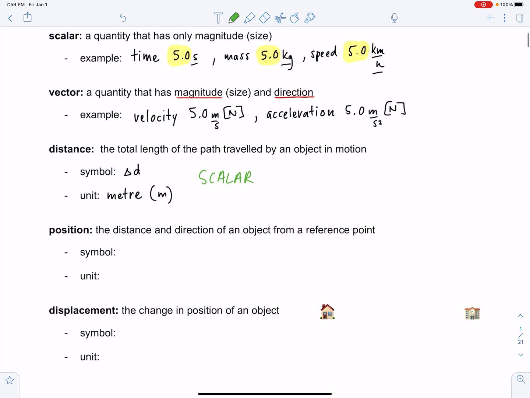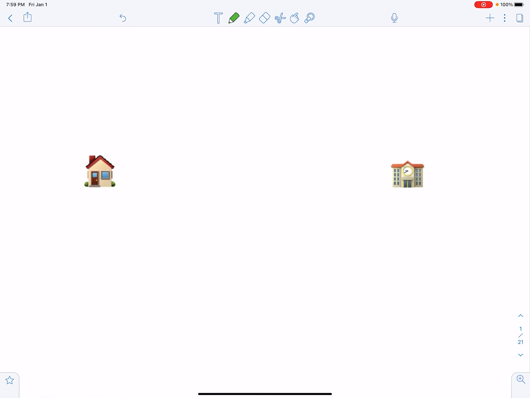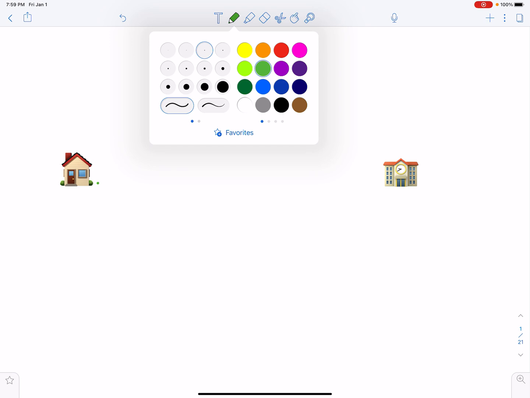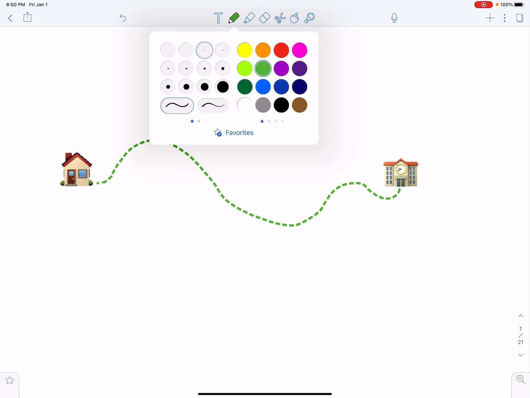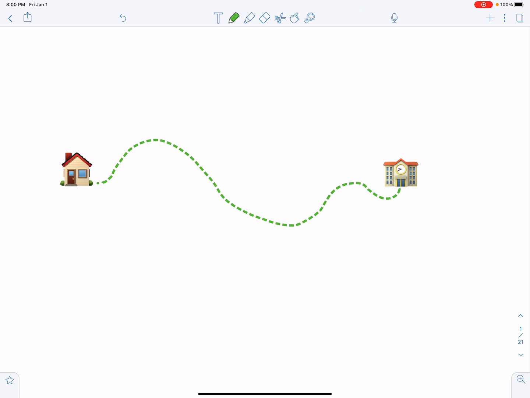Let's take a look at this example here. Here we have a house and a school. And the student walks from his house to the school following this path. If you notice, it's not a straight line, but if you were to measure the distance of this path length, you would have the distance traveled. So let's just label this. This, my friends, is the distance traveled.